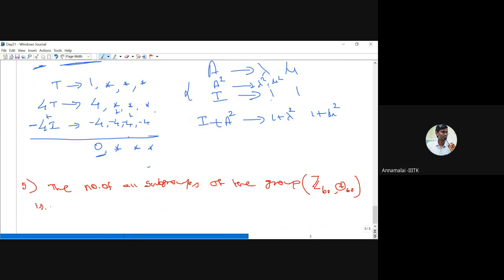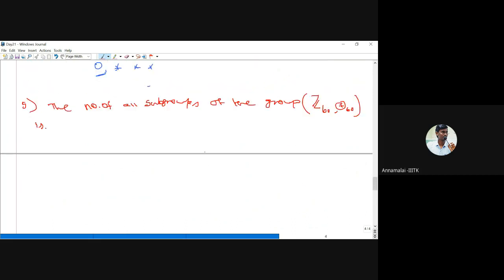Actually, Z60 is a cyclic group. In general, Zn is a cyclic group. In a cyclic group, if you take any divisor of the order of the group, it has a unique subgroup. Therefore, in this problem, the number of subgroups is nothing but the number of divisors of 60. So how to find the number of divisors of 60? First, we write 60 as a product of prime powers, then add 1 to all the powers, and then take the product.